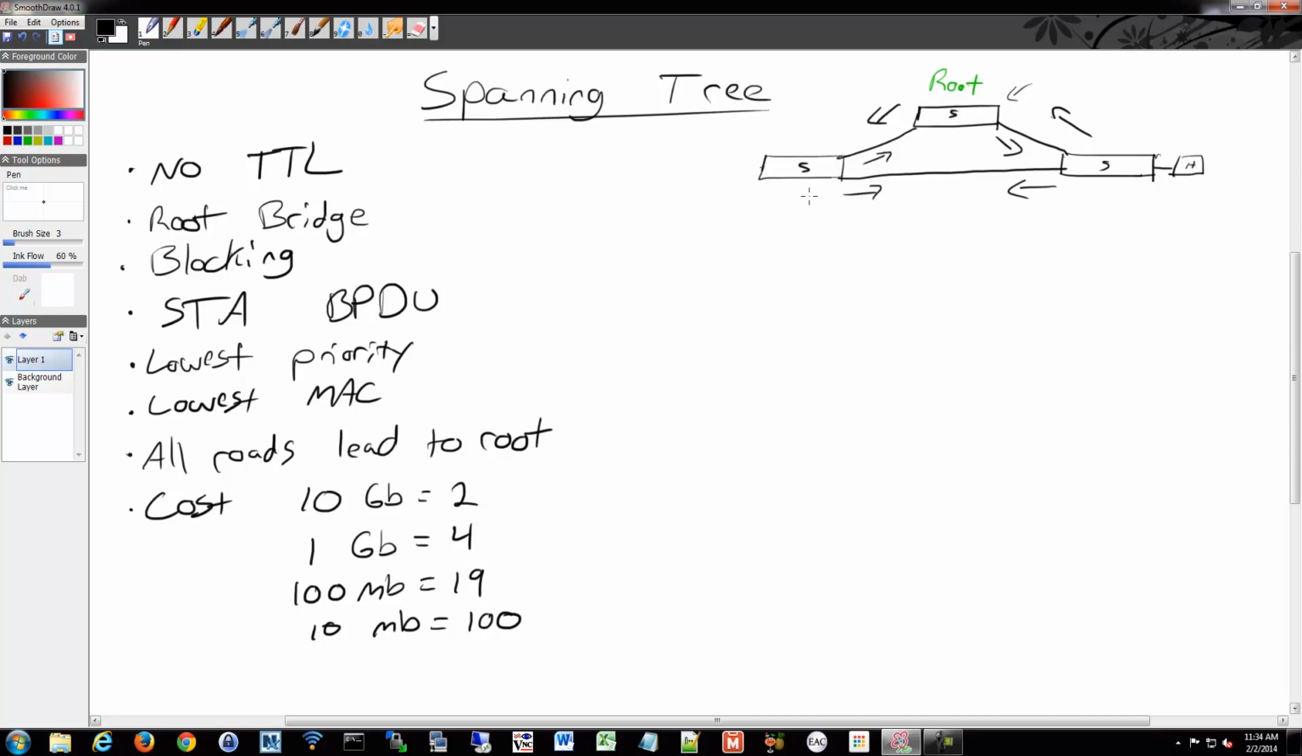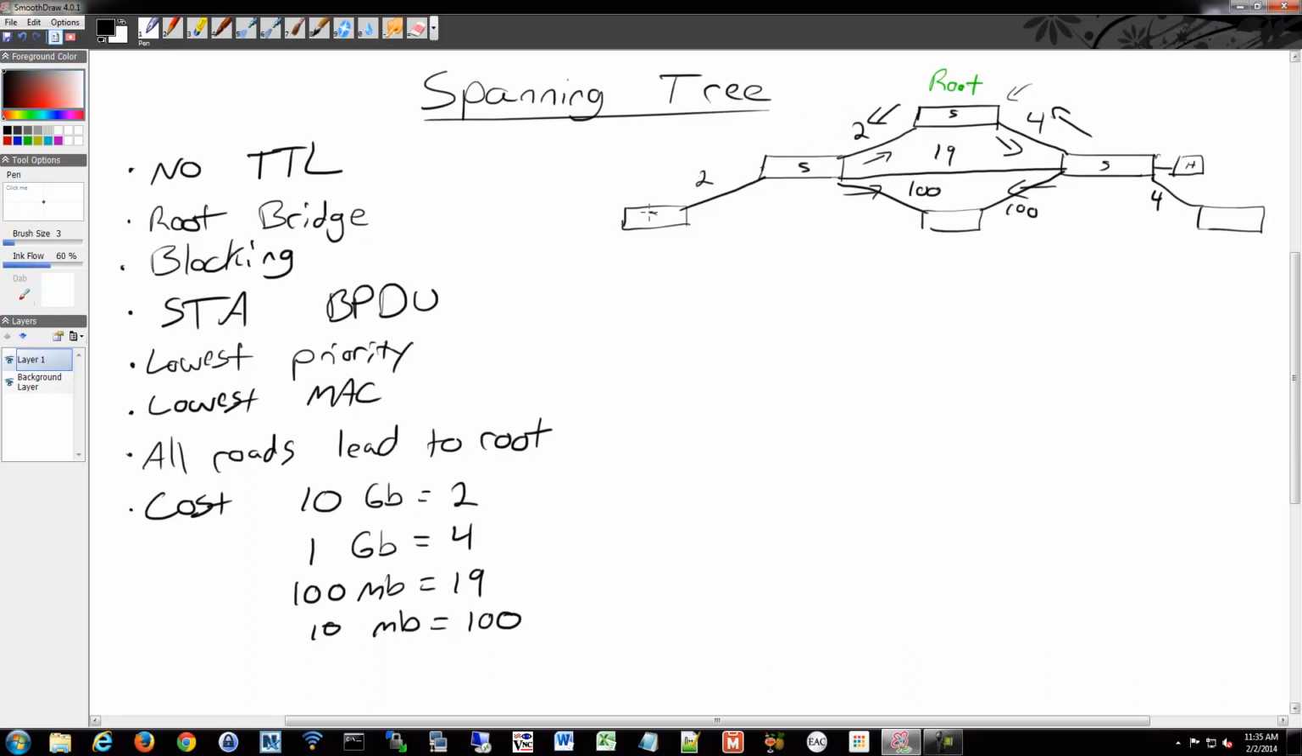So it'll add up, if we had other switches here as well, it will add up the cost to get to root. So let's say we had additional connections here, and I'll put down the cost values. So we'd have like a 10 gig, a 10 gig, we'll have a 4 for 1 gig, 19, and it'll add up which links are preferred based on the lowest cost.